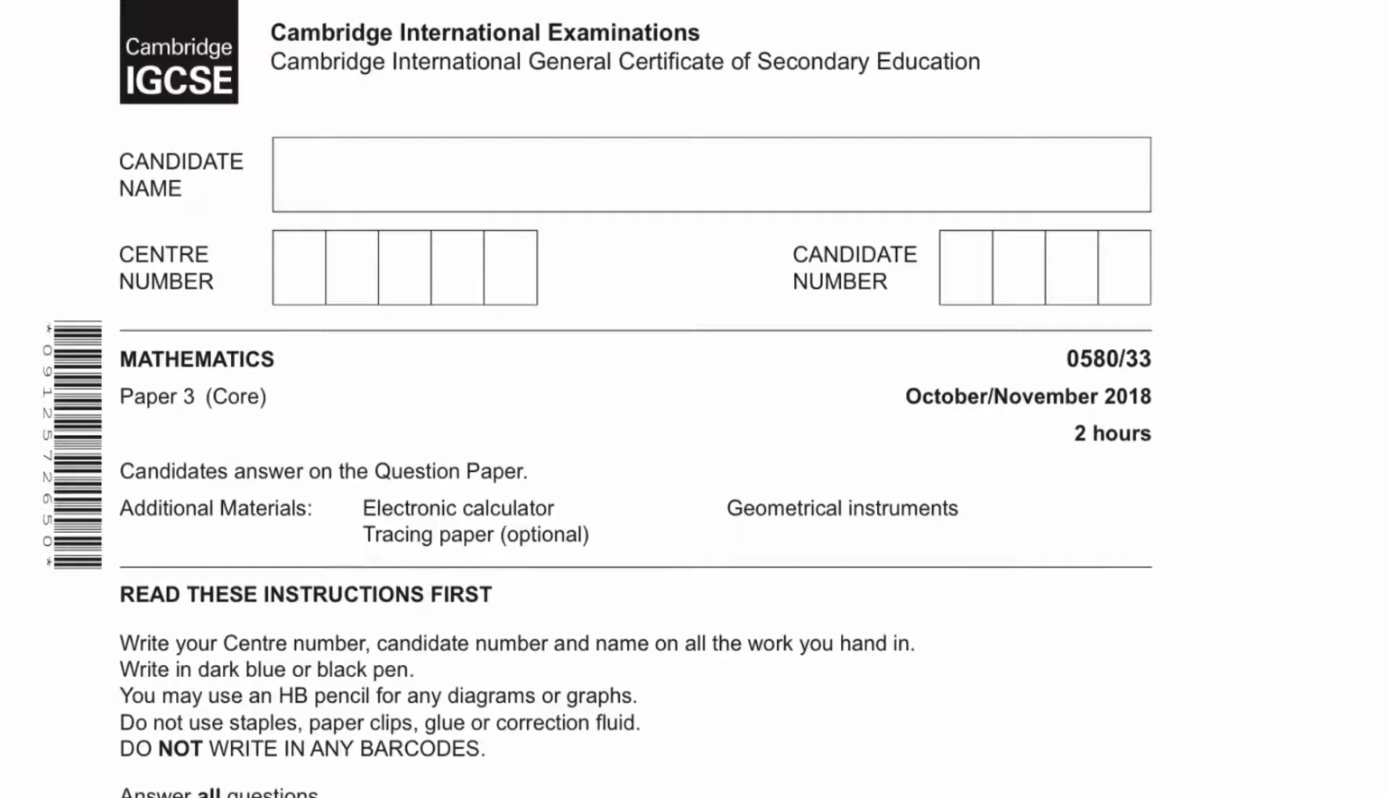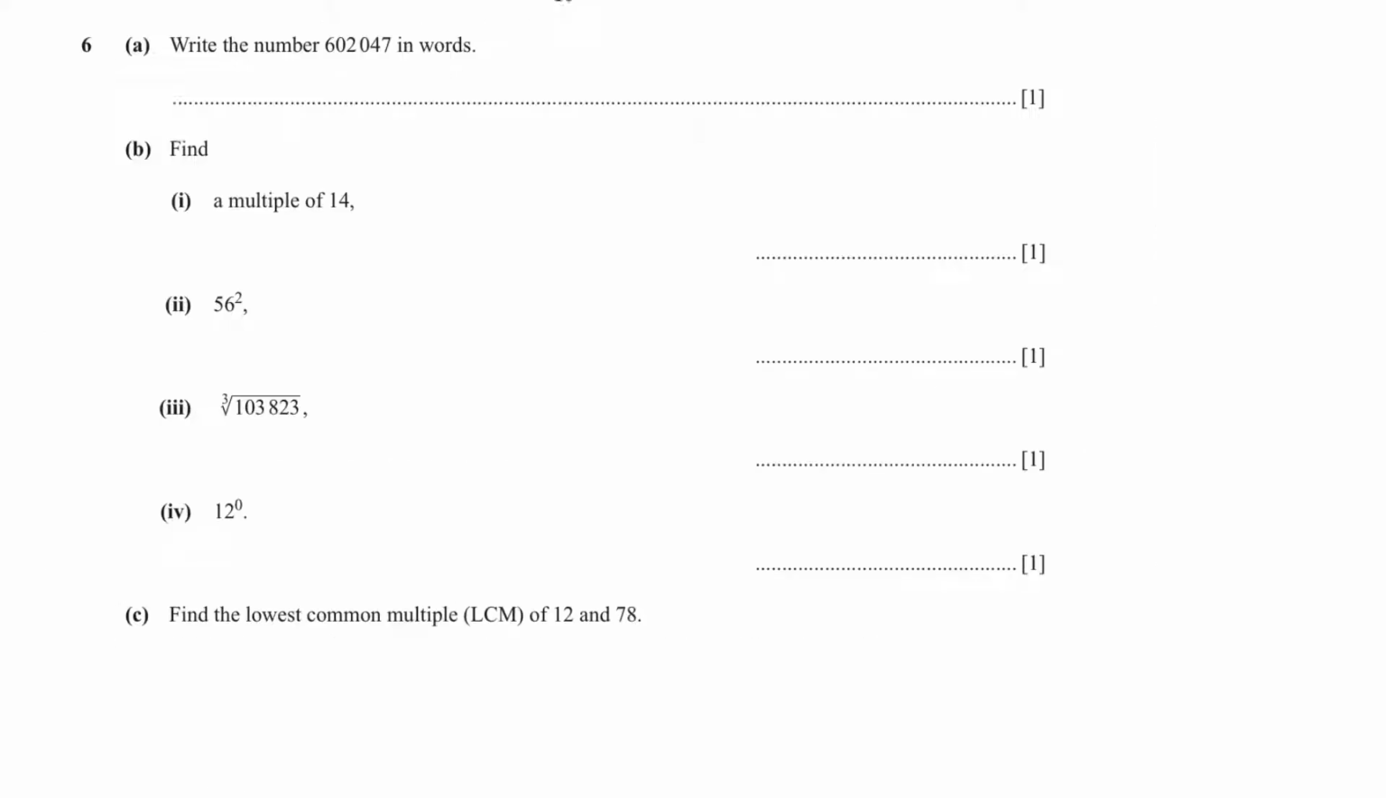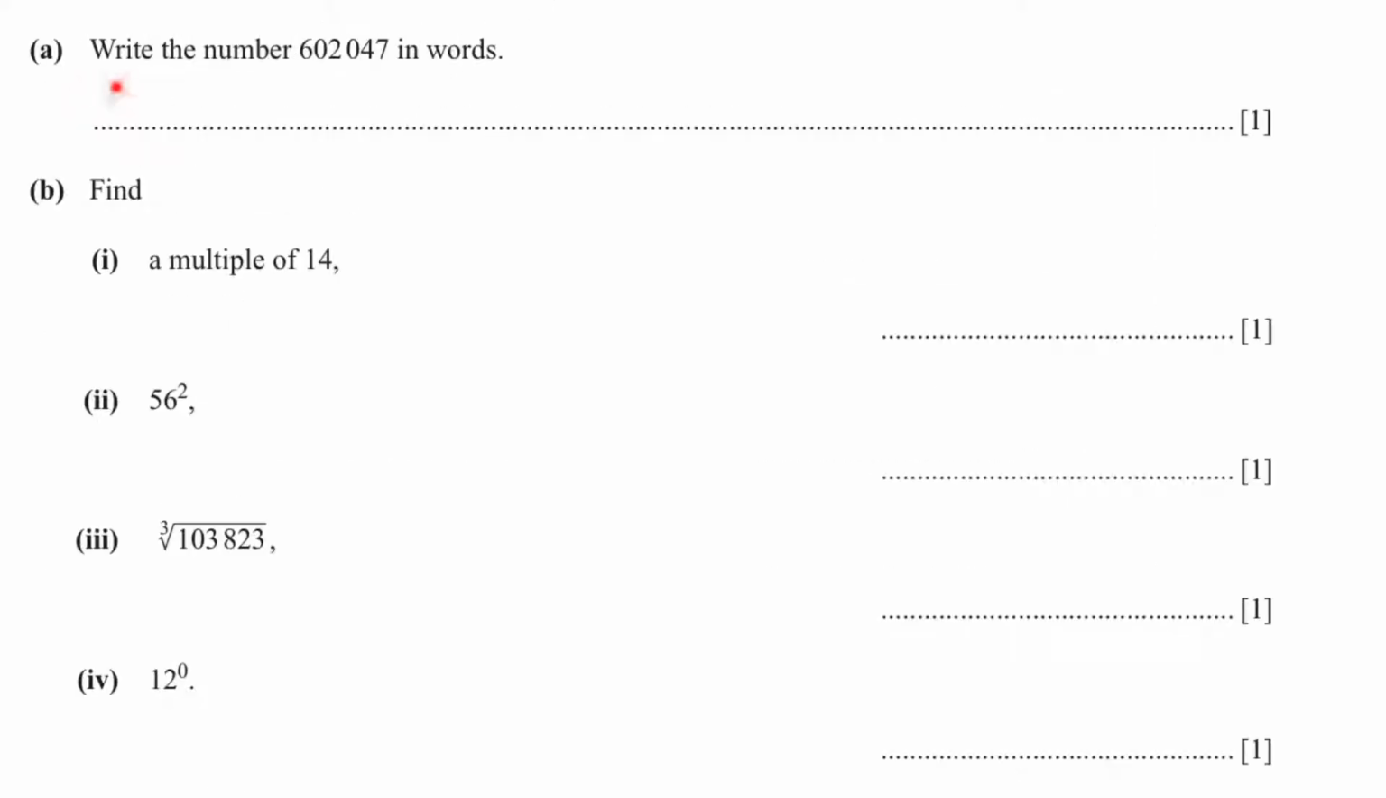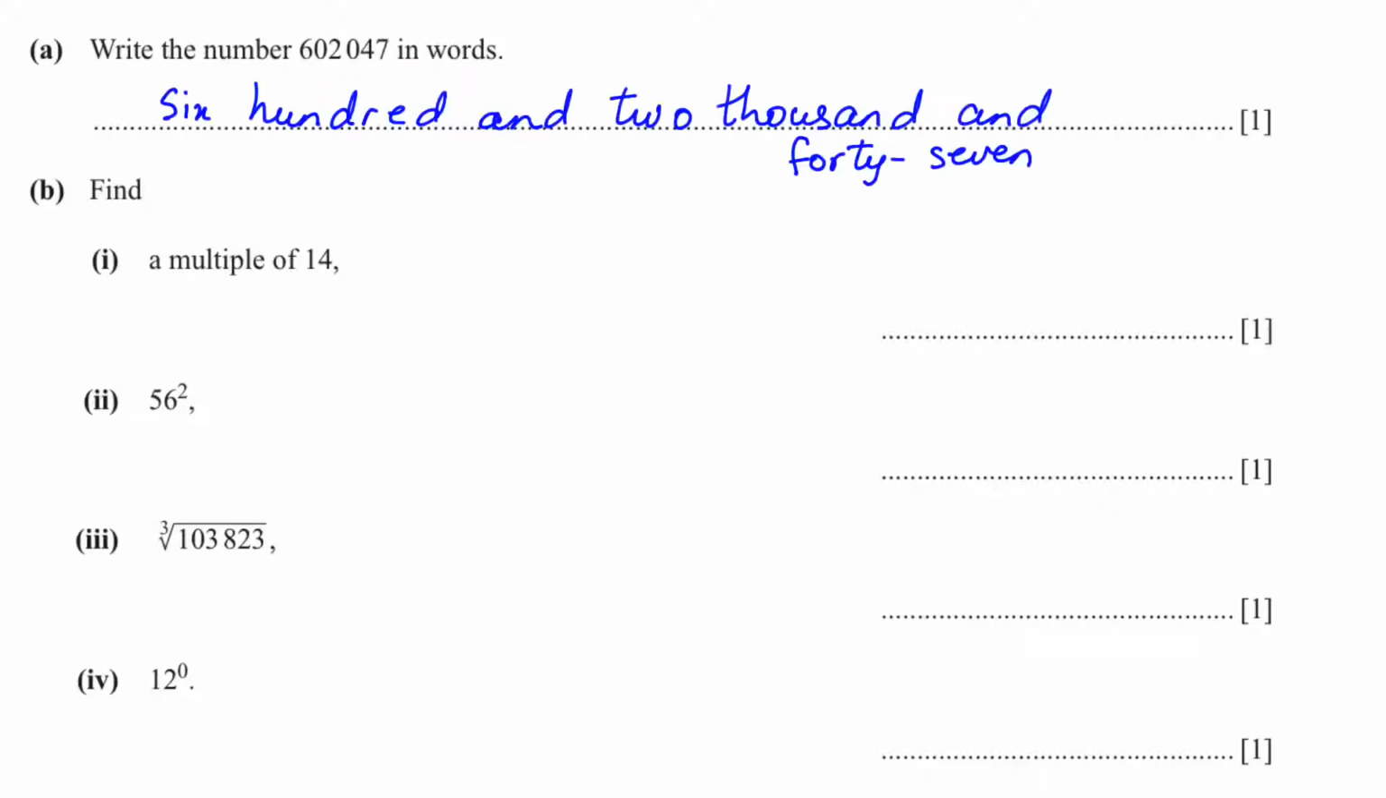In this tutorial, we are going to solve Cambridge IGCSE Mathematics Paper 3, Variant 3.3, November 2018, question number 6 onwards. Question number 6: Write the number 602,047 in words. So this is how we write it, 602,047.